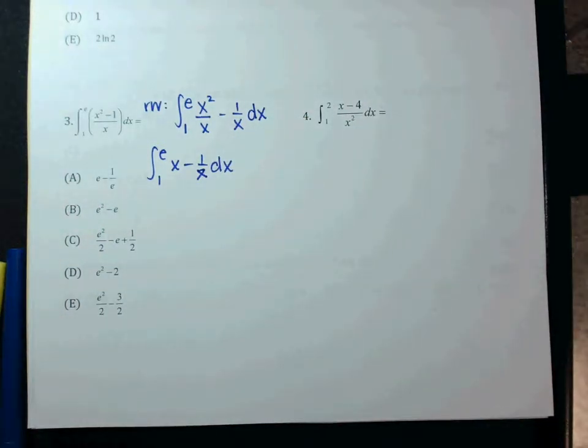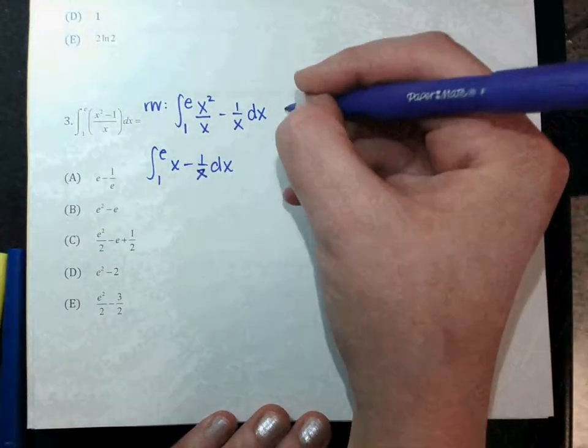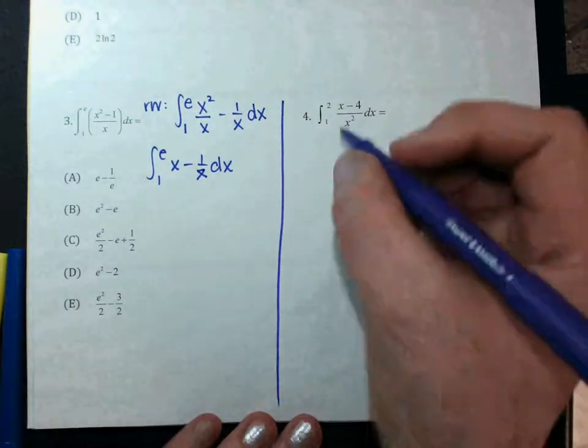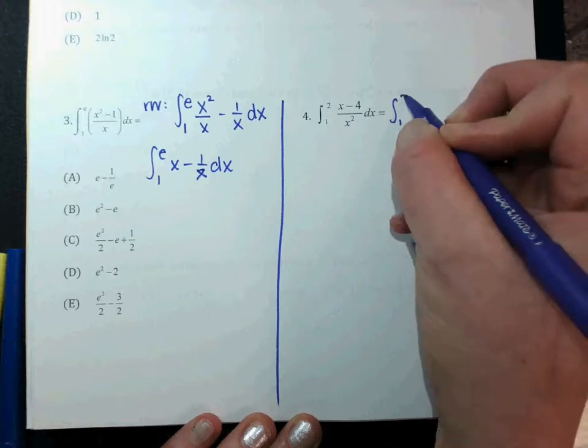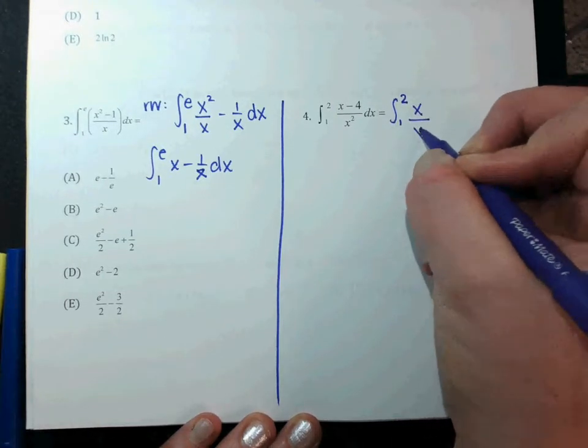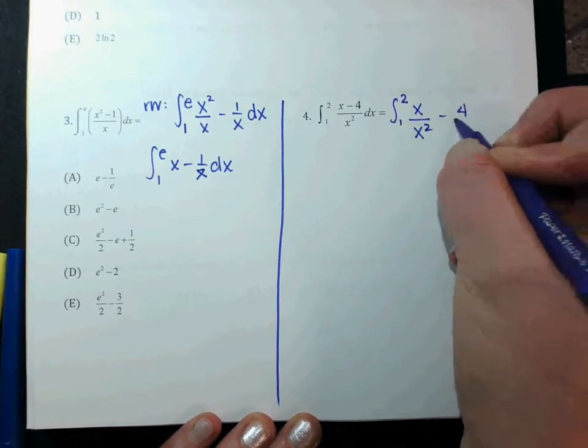Okay, now look at number 4. For my rewrite, let me put a little line here. That would be integral from 1 to 2 of x over x squared minus 4 over x squared.